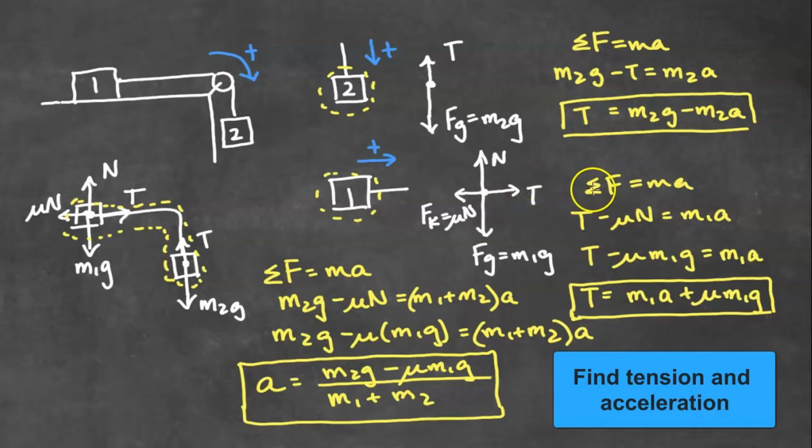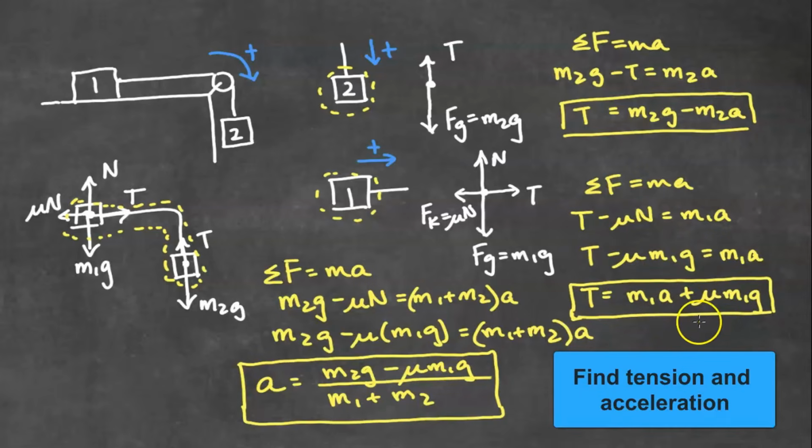Now we're going to apply Newton's second law, net force equals ma, and we have the force in the positive direction minus the force in the negative direction. Tension force minus mu N equals m1a. Solving for T, we get m1a plus mu m1g.